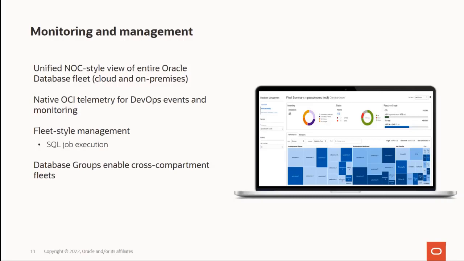In OCI, we segregate resources within compartments. If you want a cross-compartment view of your database fleet, we have a capability called database groups, which allows you to have a cross-compartment database fleet. We will look at this feature in detail in the demo, but for now, for monitoring and management, you have a unified NOC-style view of the entire database estate.